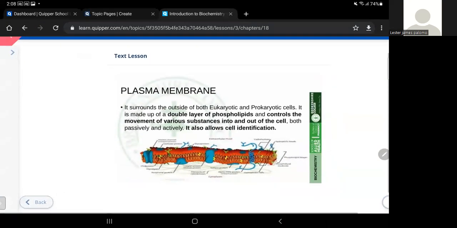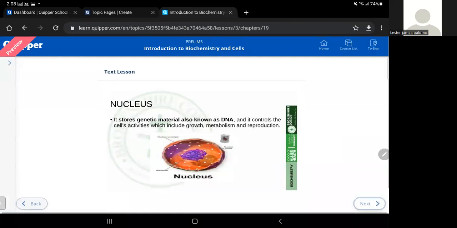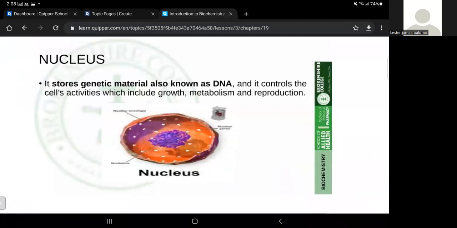And then we have your nucleus, of course. That's the one where our genetic material, which is the DNA, is stored. And it is also responsible for the control of cell activities, including growth, metabolism, and reproduction. Okay. To continue.